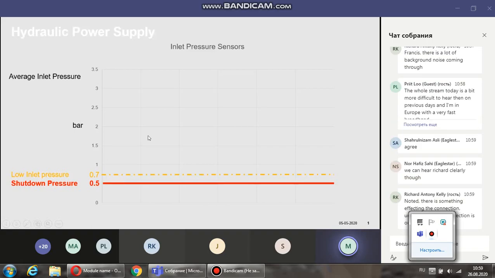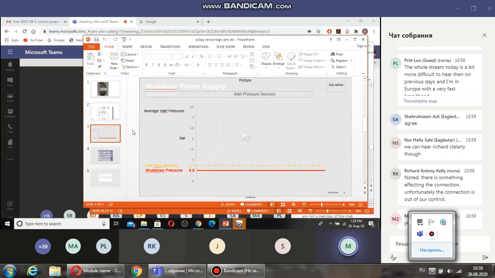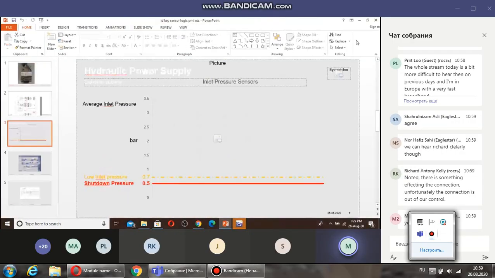Alarm. Okay. Now let us say I have a value. I have a value here, 2.5, number one sensor.